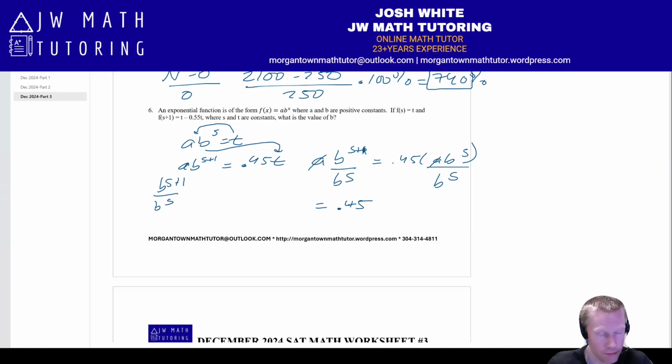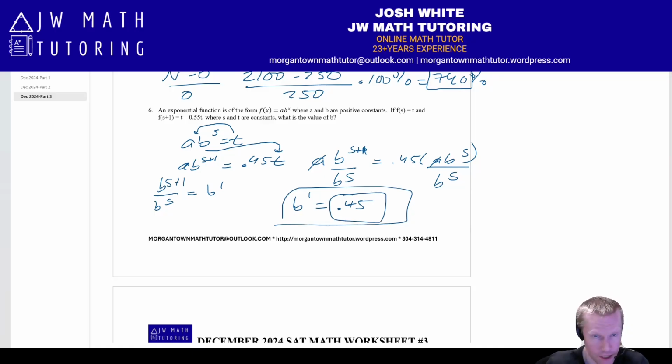Well, remember the rules of exponents. When you divide two terms, two technically polynomials here, you subtract the exponents. So it's s plus 1 minus s. So this whole thing just simplifies to b to the first. So what's the value of b? It's just 0.45, and that's it. So the correct answer for this is just 0.45. That's what you would fill in.